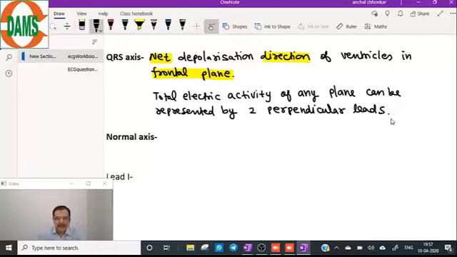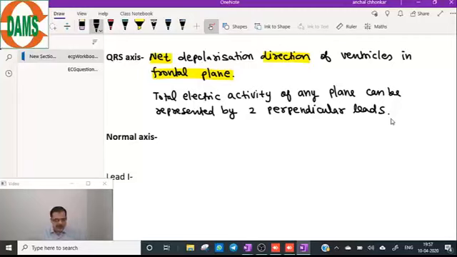And if you can recall back, we did the degree axis of imaginary lines of lead 1. Lead 1 was at 0 degree axis. AVF was at 90 degree axis, at 90 degree to the lead 1. So that means lead 1 and AVF represent the total electrical activity of a frontal plane. So how to determine the normal axis?